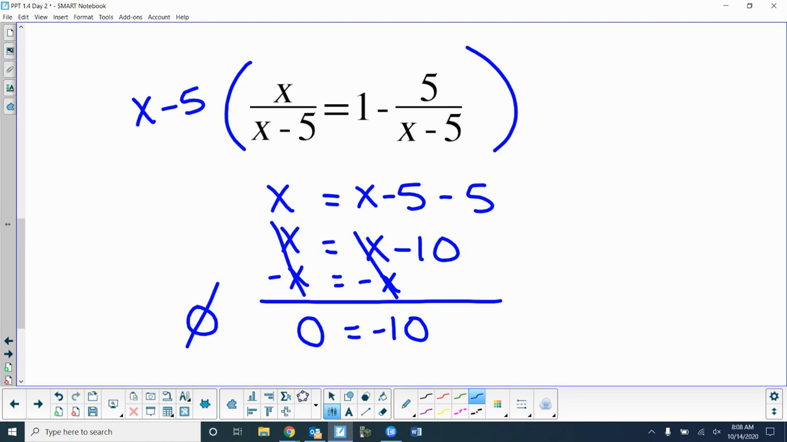Okay? What if I got 5 as an answer? What would we say? Justin Rhodes. What if we got 5 as an answer for this problem?